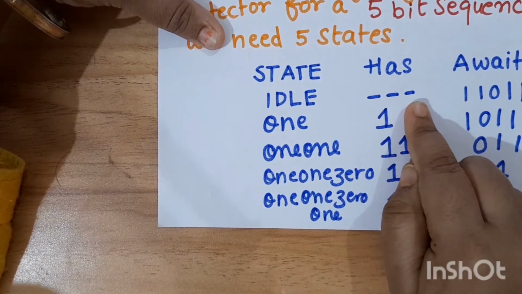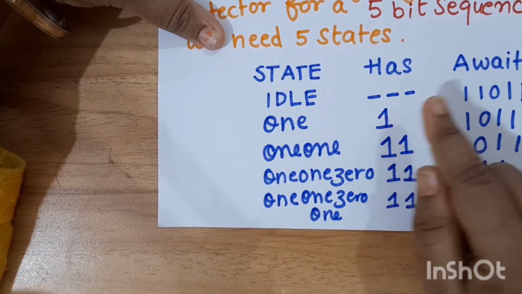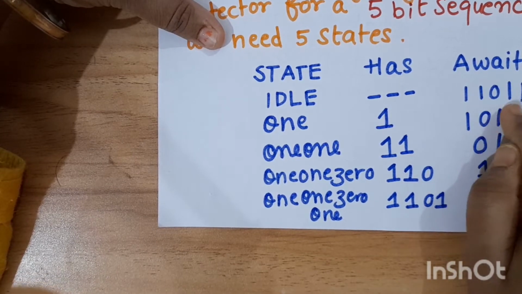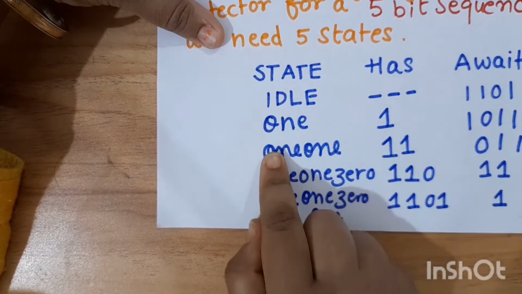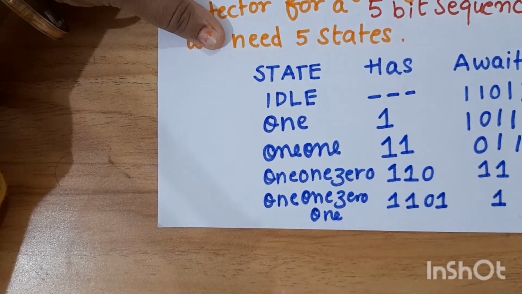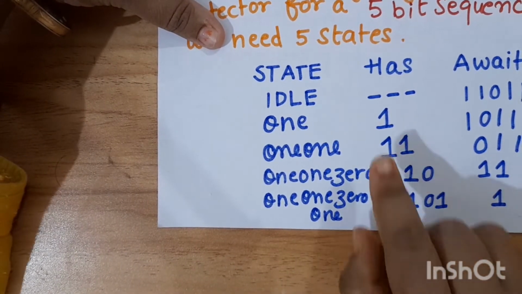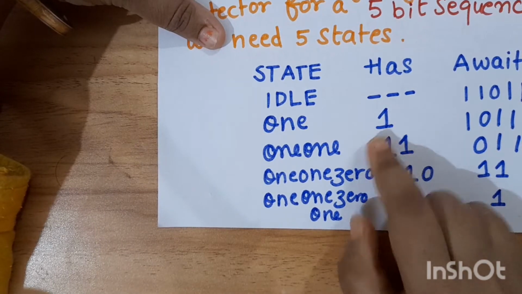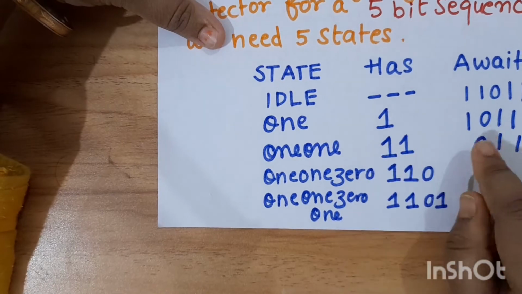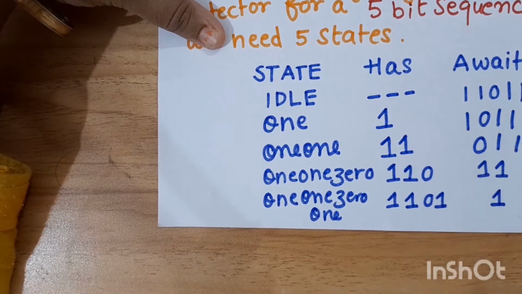And what the detect pattern is awaiting is this particular pattern 1 1 0 1 1. Next state is idle state. Next state is 1. One state means the input stream has got the first one. So now we are awaiting the 1 0 1 1 pattern to come. If it comes, then the detect pattern can give the output 1.